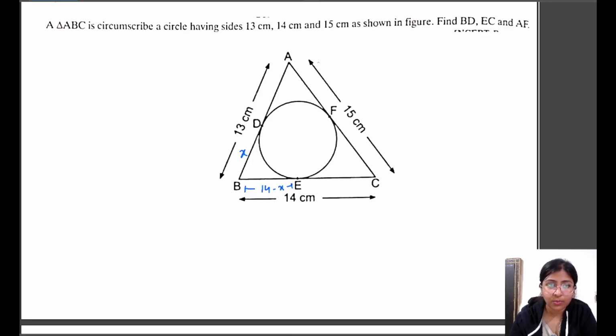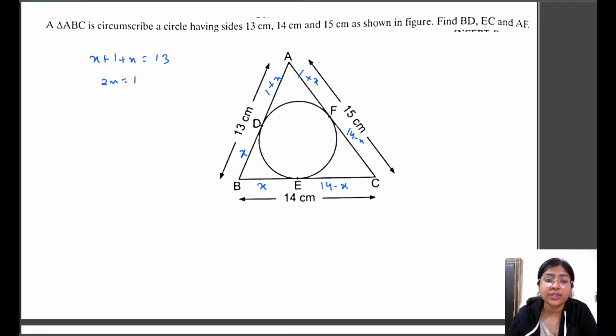If this is, no, this will be only x because the length of the tangent drawn from an external point are equal. If this is x, this is also x. If this is x, this will be 14 minus x because the total is 14. If this is 14 minus x, this is also 14 minus x. Why is it so? Because the length of the tangent drawn from an external point are equal. If this is 14 minus x, this should be 1 plus x. If this is 1 plus x, this is also 1 plus x. Any doubt? No. Okay.